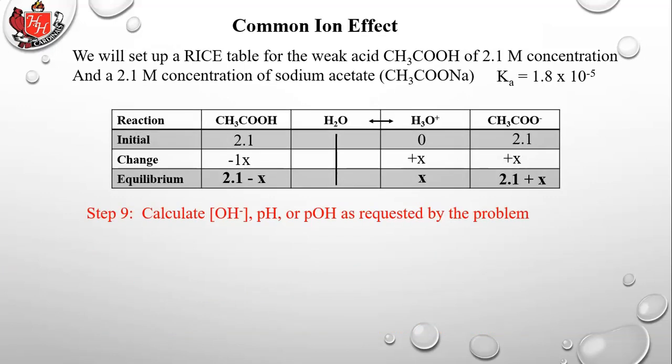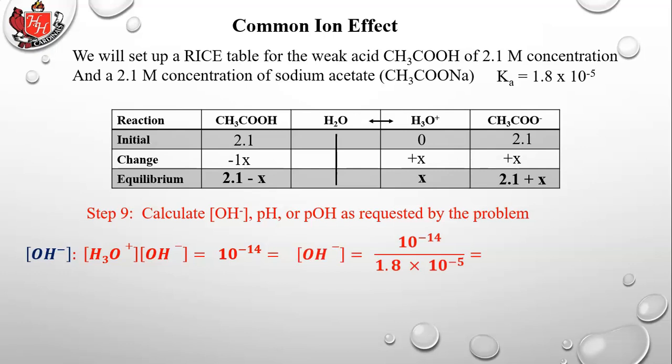Okay, now we can go ahead and calculate the OH minus, the pH, and the pOH as requested by the problem. Well, the problem didn't request any of those, but we're solving for all of them. So the OH concentration, how do you get that? The hydronium ion concentration times the OH concentration equals 10 to the minus 14th. So we know the H3O concentration. To get OH, we divide 10 to the minus 14th by our hydronium ion concentration, x, 1.8 times 10 to the negative fifth. And it gives us a hydroxide ion concentration of 5.6 times 10 to the negative 10th.